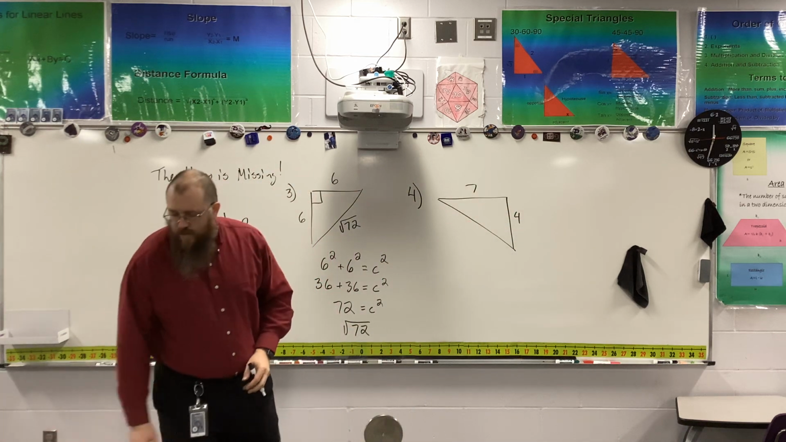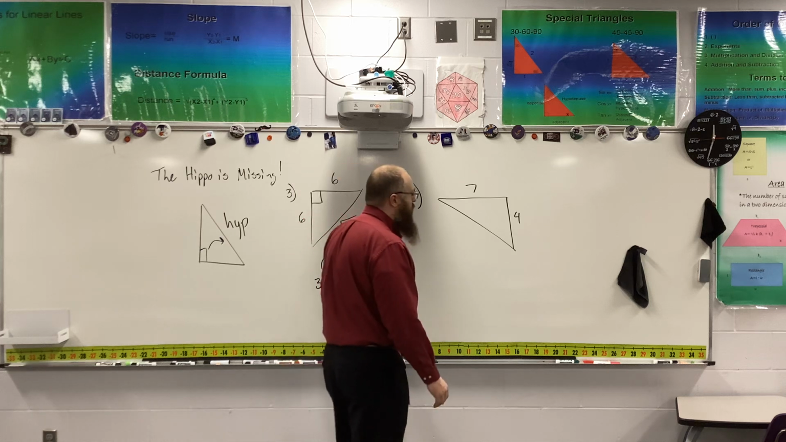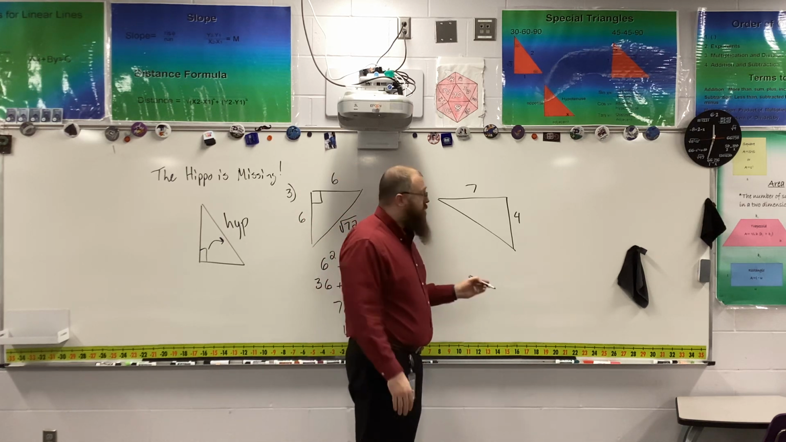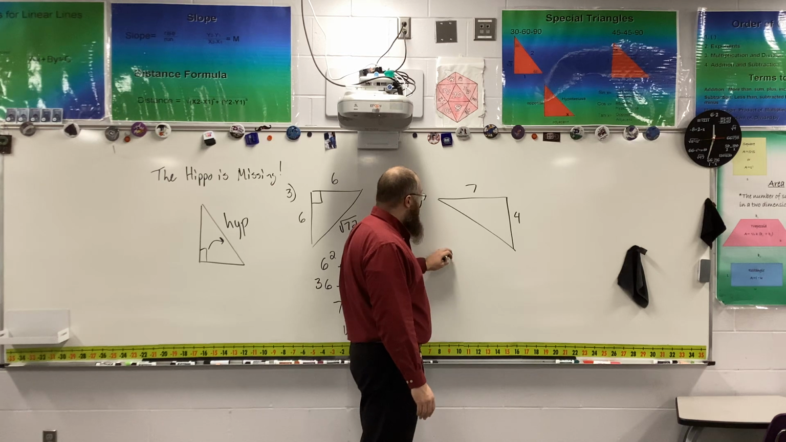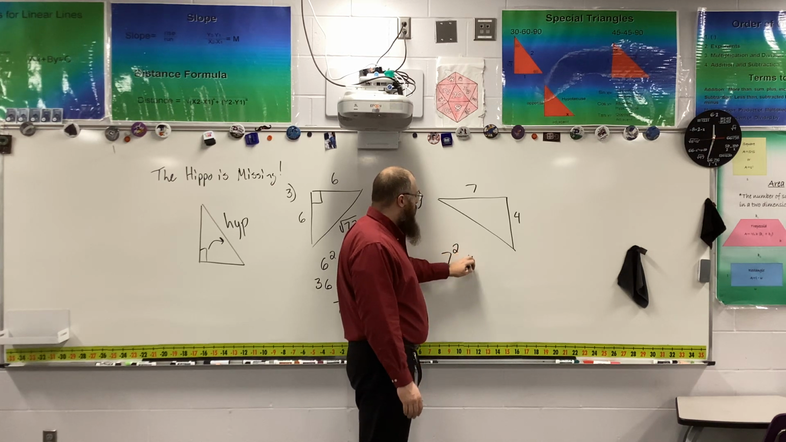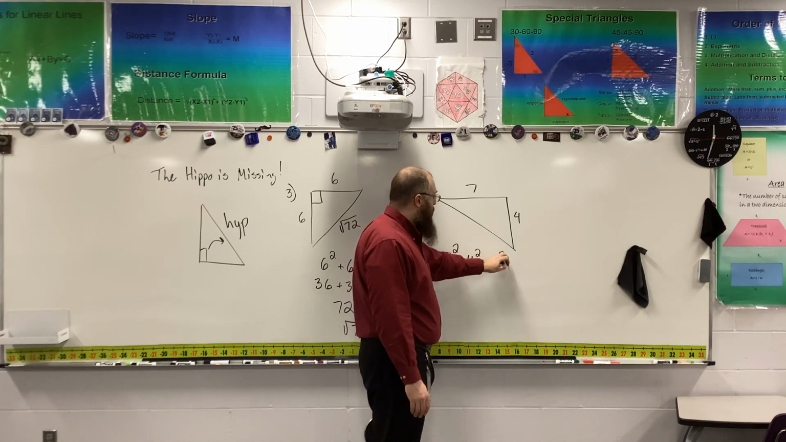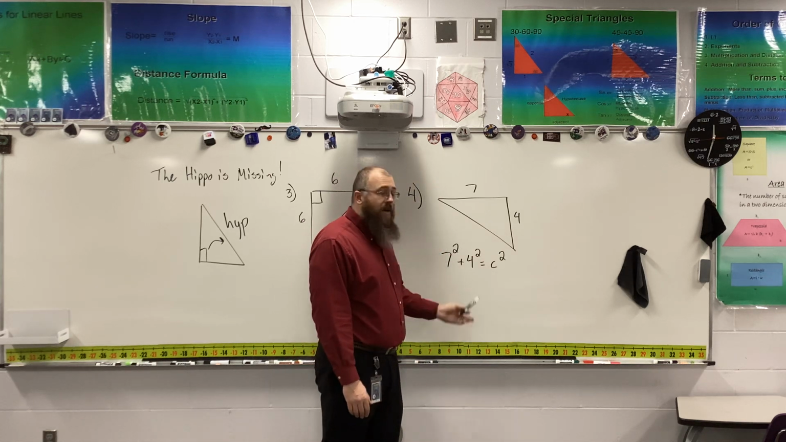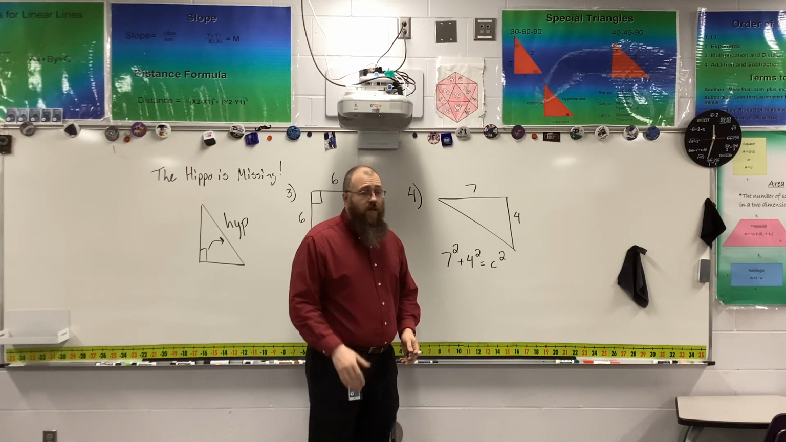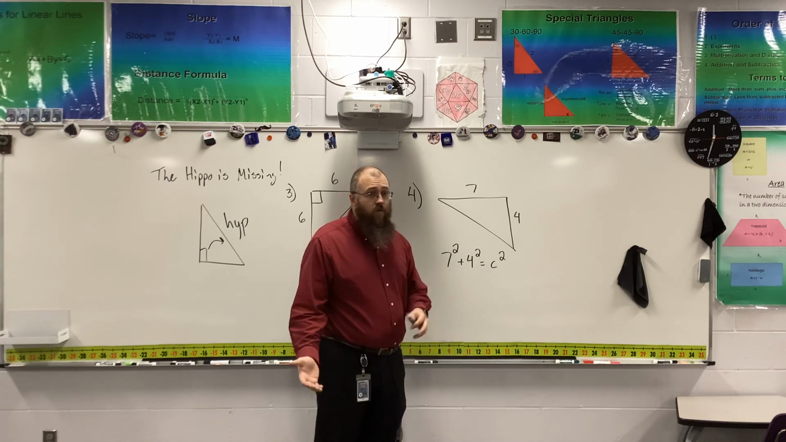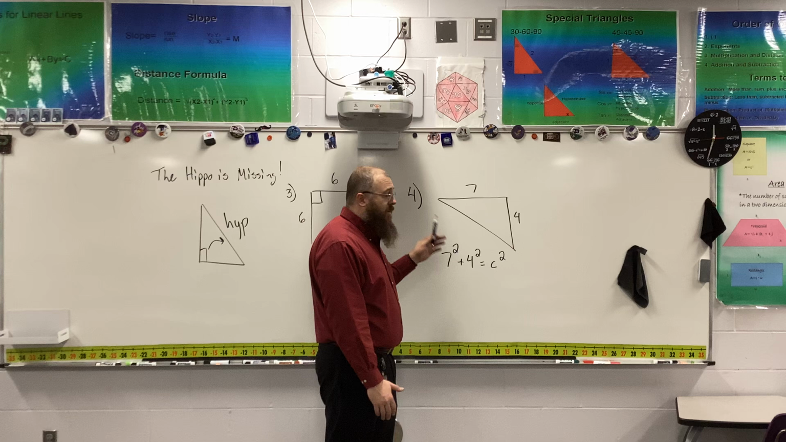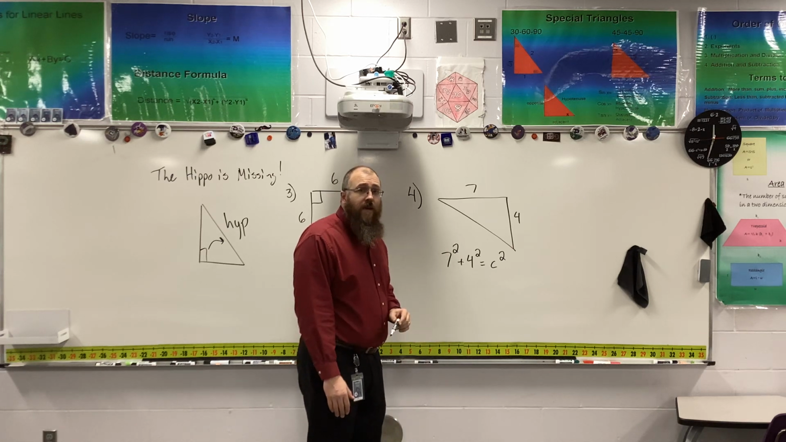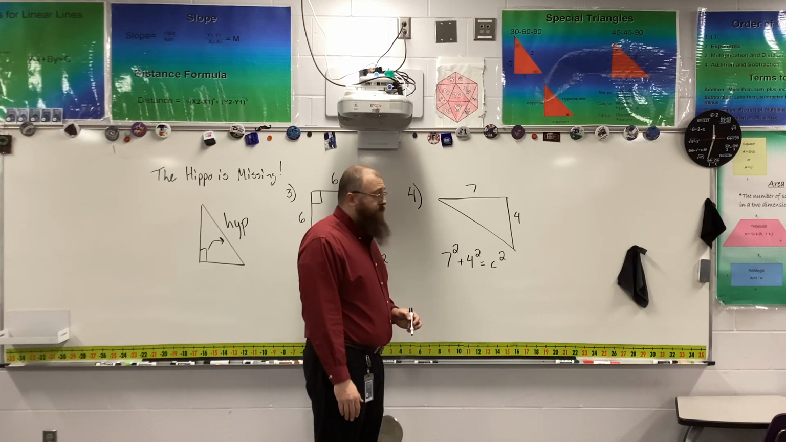Problem number 4 again sets us up with two sides of our right triangle. They're both legs and our hypotenuse is missing. So we're going to have 7 squared plus 4 squared equals c squared. Again, like I've said several times throughout this, it does not matter what order we put our legs in. We can have 7 squared plus 4 squared or 4 squared plus 7 squared. Doesn't matter if 7 is A or B or 4 is A or B. They work the same either way.